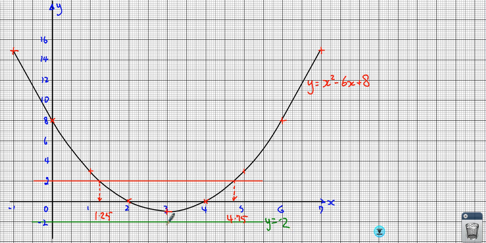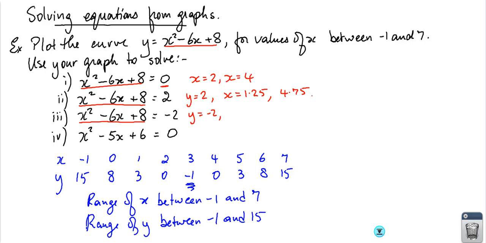And as we can see, the line y equals minus 2 and the curve do not meet. It means that we have no solution to this part of the question. It has no solution because the curve and the line did not meet.